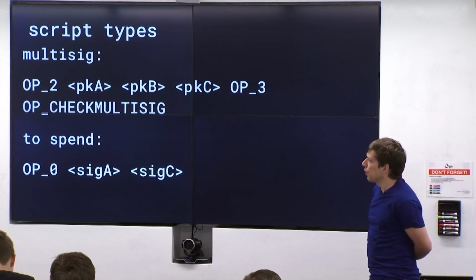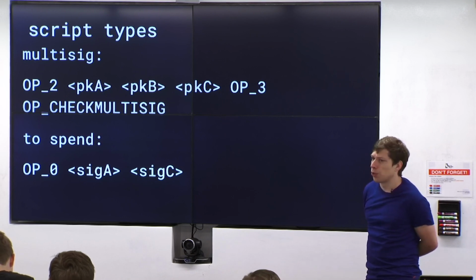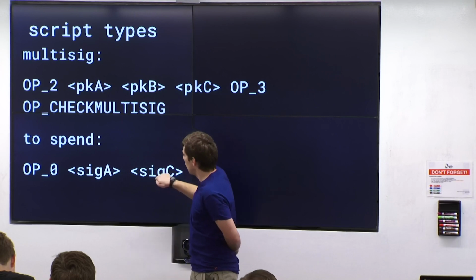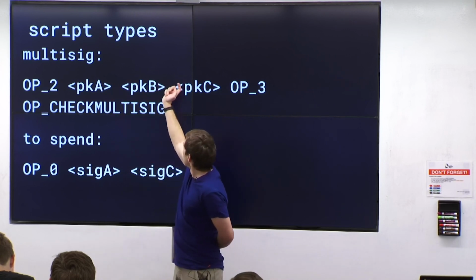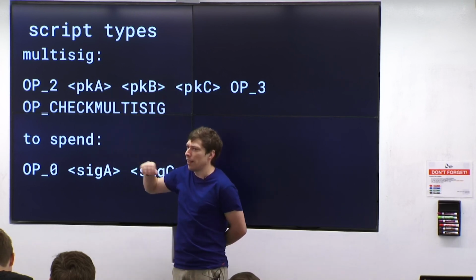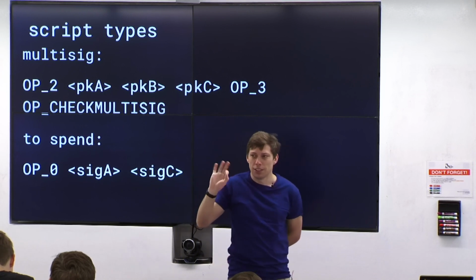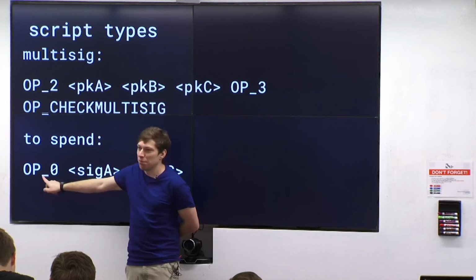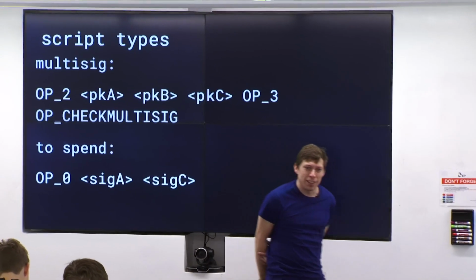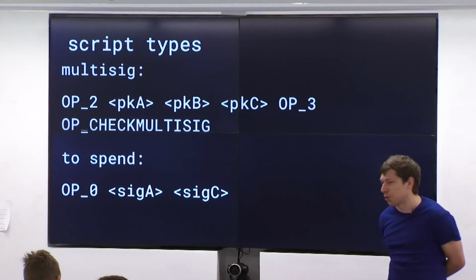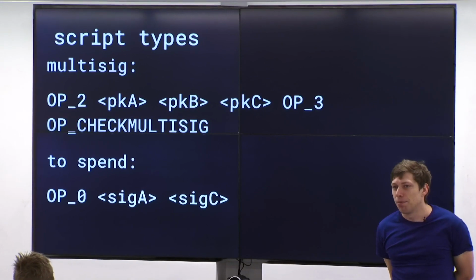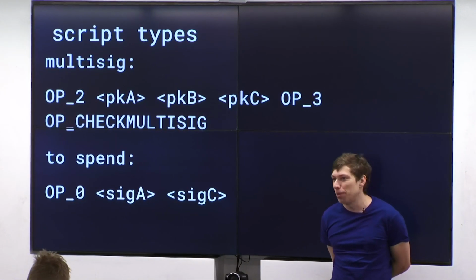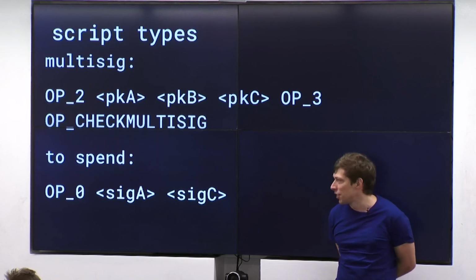I'm pretty sure you have to put the signatures in the correct order. So when you spend, you say op0, sig A, sig C. And then it's A, C. If you put sig C, sig A, it fails, right? Yeah, okay. This is a fun little part where you have to put in a 0 byte before the signatures when you want to spend. I'm not 100% sure how that got in. It was a screw up, and we just live with it forever.